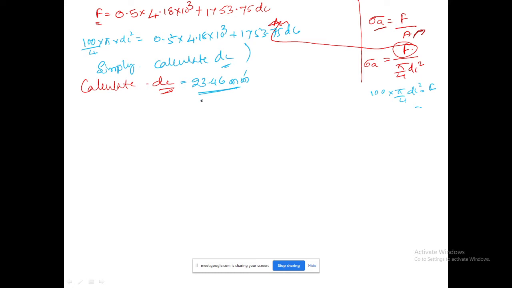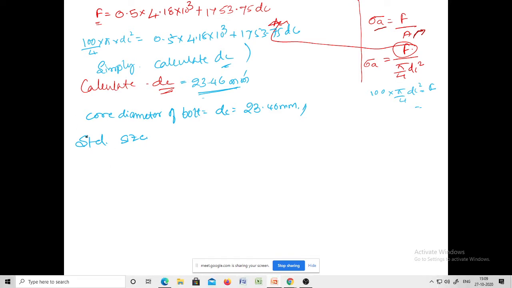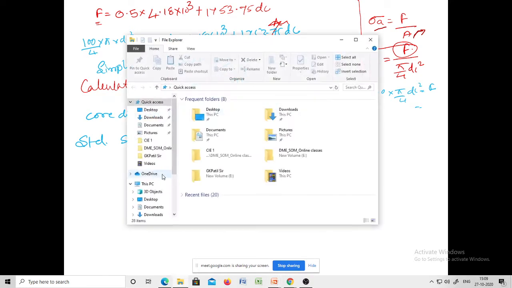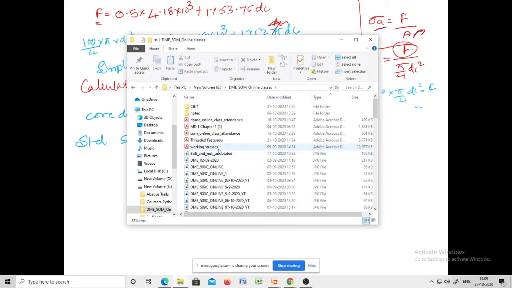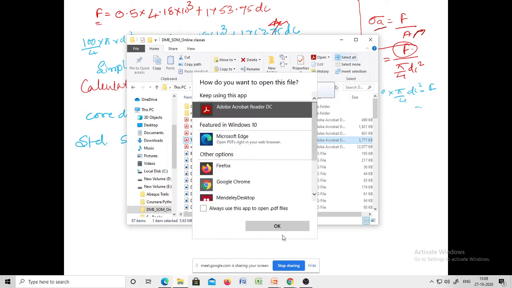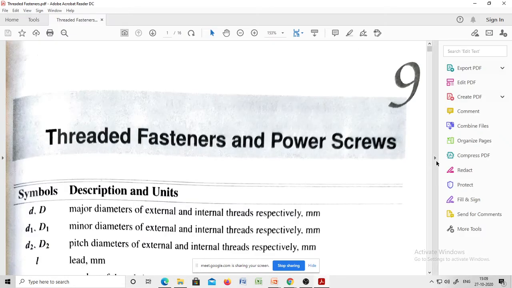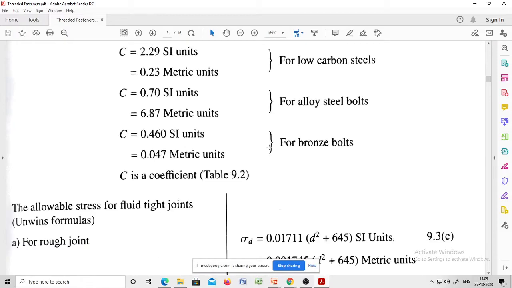So the answer is 23.44, the core diameter. Okay. Now the core diameter of a bolt, DC equal to 23.46 mm. Now we need to select the standard size. So for selection of standard size, now go to the data book. Now core diameter is how much? It is 23.46.